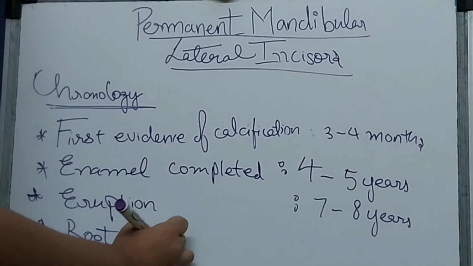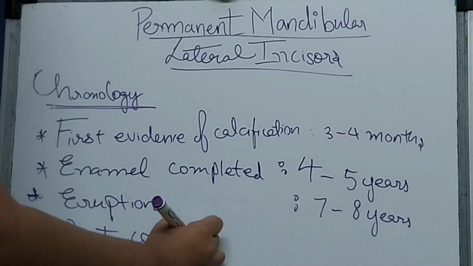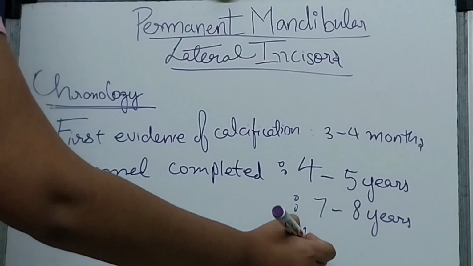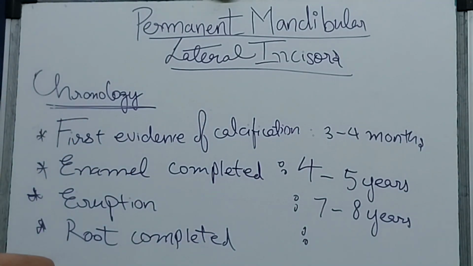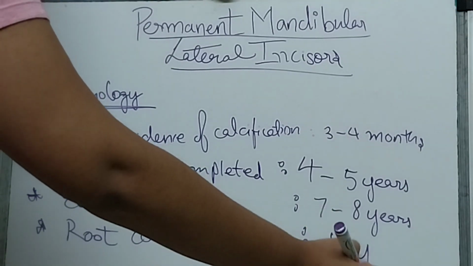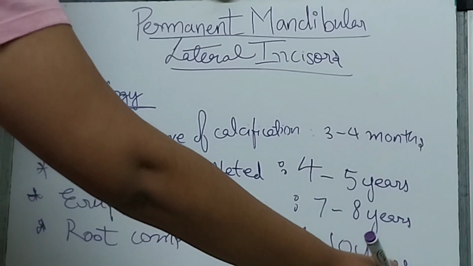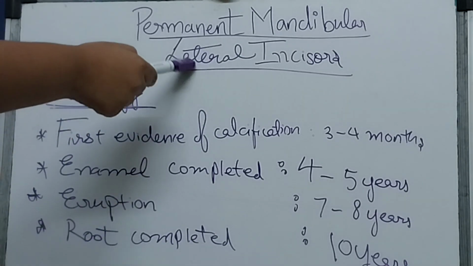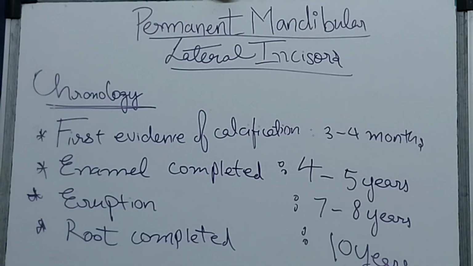And last one, root formation completed. So when did that happen? That was at the age of 10 years. So this was the chronology of permanent mandibular lateral incisor.